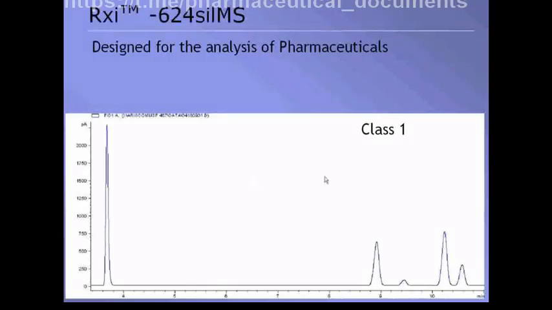If we look at the Class 1 compounds, here's the selectivity we see for our Rxi-624. It's very similar to what we get with the Rtx-624. But we do have very nice peak shape overall for this column.